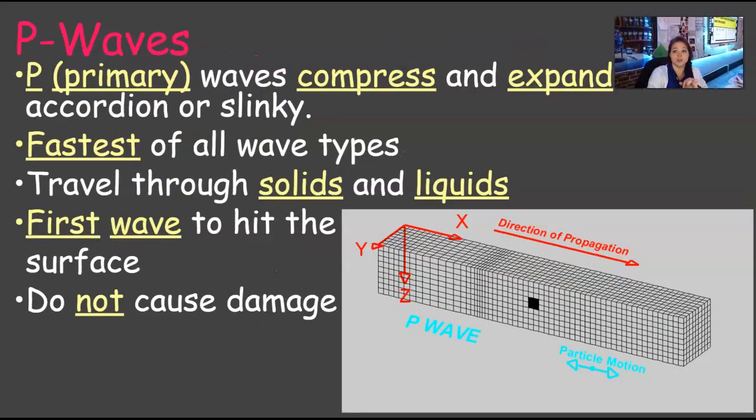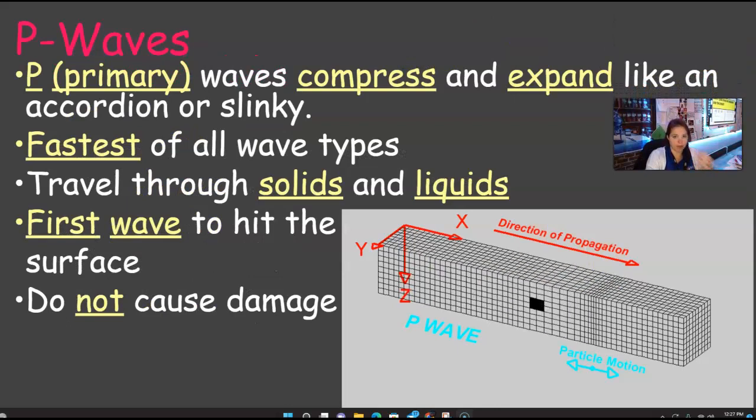Okay, so we're going to start looking at the actual seismic waves. The first one we're going to look at is the P waves. Now, P waves are primary. These P waves are compression and expanding. They compress, they squish, and then they go out, and then squish, go out, kind of like an accordion or a slinky. These are the fastest of all types of waves.